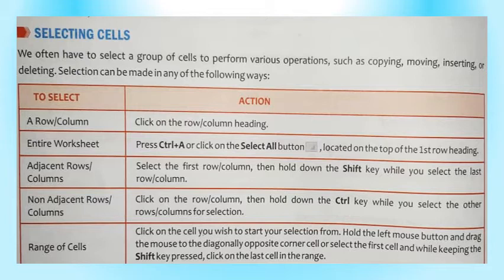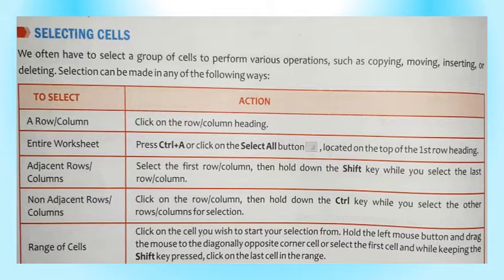Number 3, adjacent rows and columns. If you want to select the next rows and columns, select the first row and column, then hold the Shift key till where we have to select our next row. If you want to select non-adjacent rows and columns, click on the row or column and hold the Control key to select the other row and column.